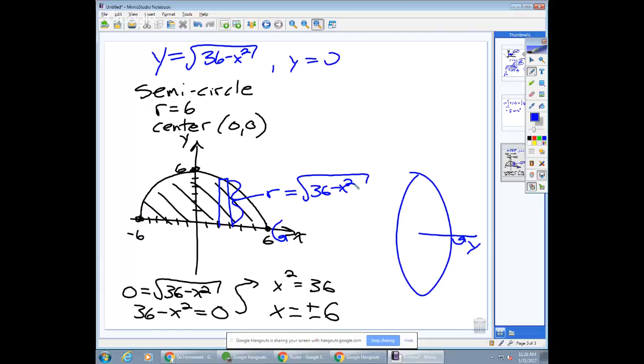And let's see, what else do I need to know? I have some symmetry about the y-axis, so I could double an integral. Instead of going from -6 to 6 for x, I could go from 0 to 6 and double it. Okay, so that symmetry is good.